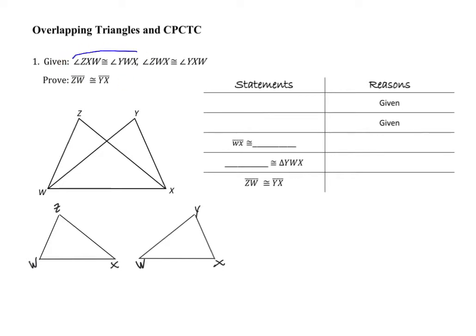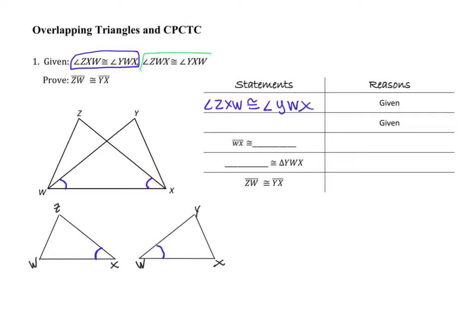So we're given that ZXW is congruent to YWX. So we have ZXW, so this angle here, is congruent to YWX. So that would be here. On the larger diagram where they're overlapping, ZXW is only going to be this little section right here. So I'm also going to mark it on the overlapping triangles. YWX would just be this little part right here.